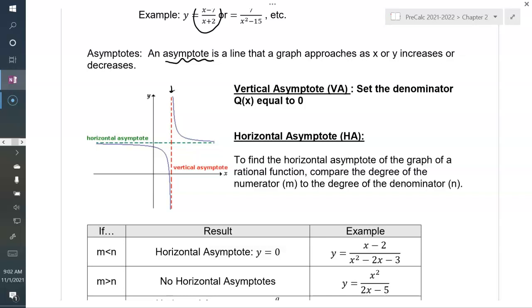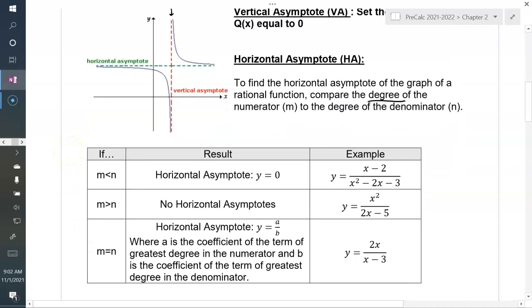You have to look at your numerator and denominator and compare their degree. And then using this chart right here, you can determine where your horizontal asymptotes are. So if your numerator is of a smaller degree than the denominator, you're going to have an asymptote at y equals 0. That's also known as the x-axis. If your numerator is larger in degree than the denominator, you have no horizontal asymptotes at all.